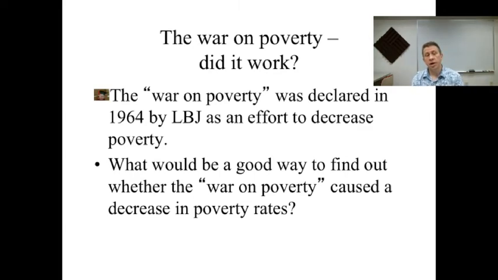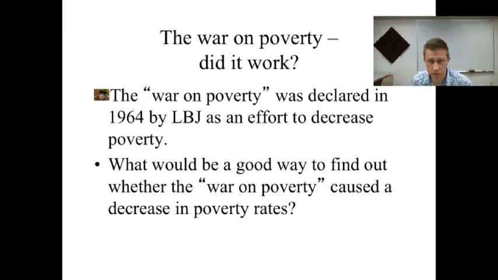So LBJ wanted to decrease the poverty rates. The first thing, and macroeconomic analysis is different. In ways, this is a macro question, even though we're in a micro course, but poverty tends to fall within microeconomics when we split between the two classes and decide how to allocate the topics. The question we ask is, what would be a good way to find this out, right?